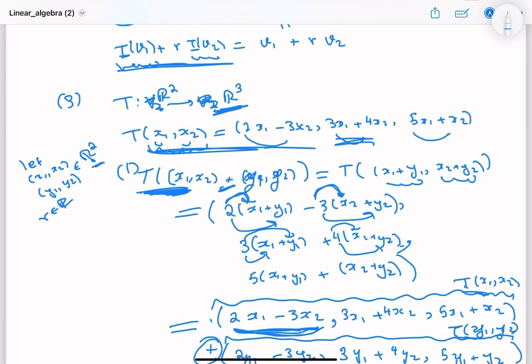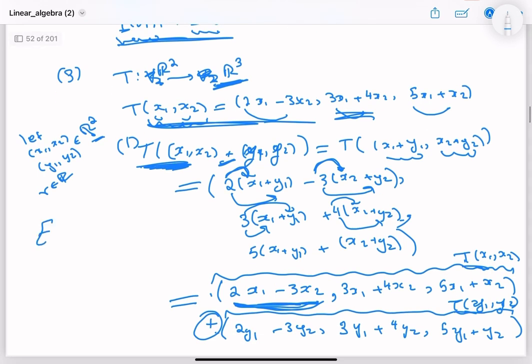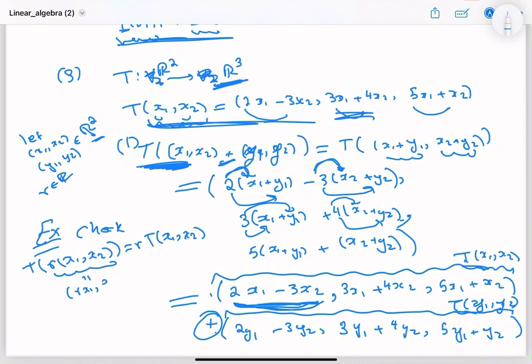And I'm gonna leave it as an exercise for you. So exercise, check that T of r times (x1, x2) is equal to r times T of (x1, x2). And what you're gonna use here is that this thing is the same as rx1 comma rx2, because this is how we're defining the scalar multiplication in R2. And similarly, you use similar things in R3. So I'm gonna leave it as an exercise for you to check this.